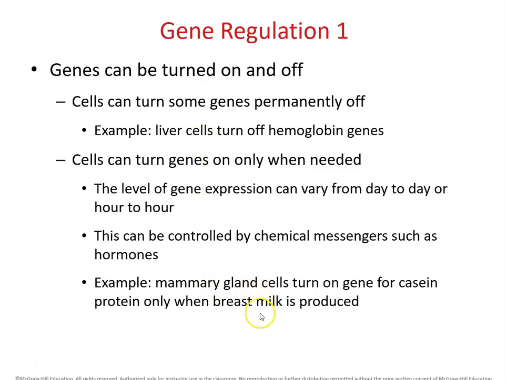Another one that is important, some of the proteins in breast milk, for instance. Casein is one of those proteins. Men don't ever need that, and women only need that when they're lactating. So we can turn off that gene. There's no need to make it unless it's needed by the body.